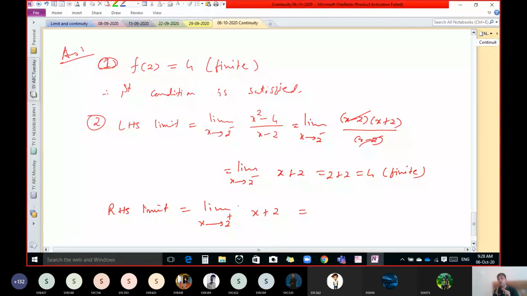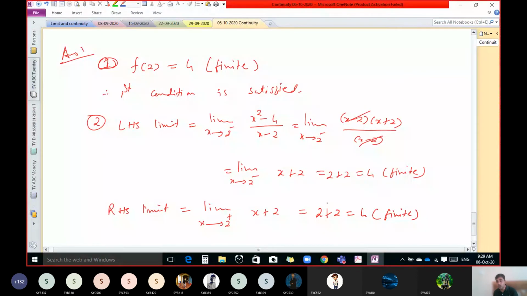And here now put x equal to 2. Actually we have to put a value more than 2 but nearer to 2, like 2.000000001. So you can put 2.0000001 plus 2. What do we get? 4.00000, ultimately we get 4. So it is 2 plus 2, 4 only. So this is also finite.